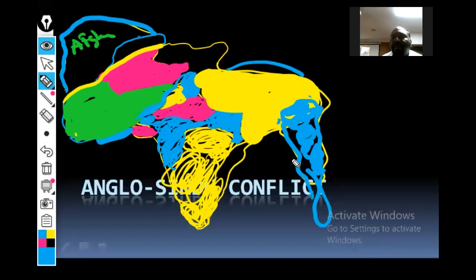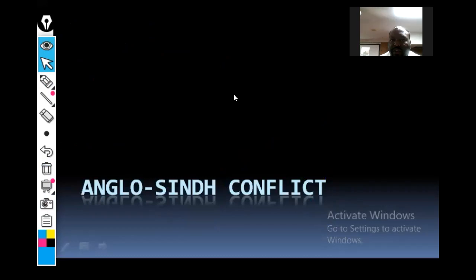Having usurped one territory, you can see now the British are aiming for Sindh. So the British now aim for the Sindh province. So we'll go into the Anglo-Sindh conflict.